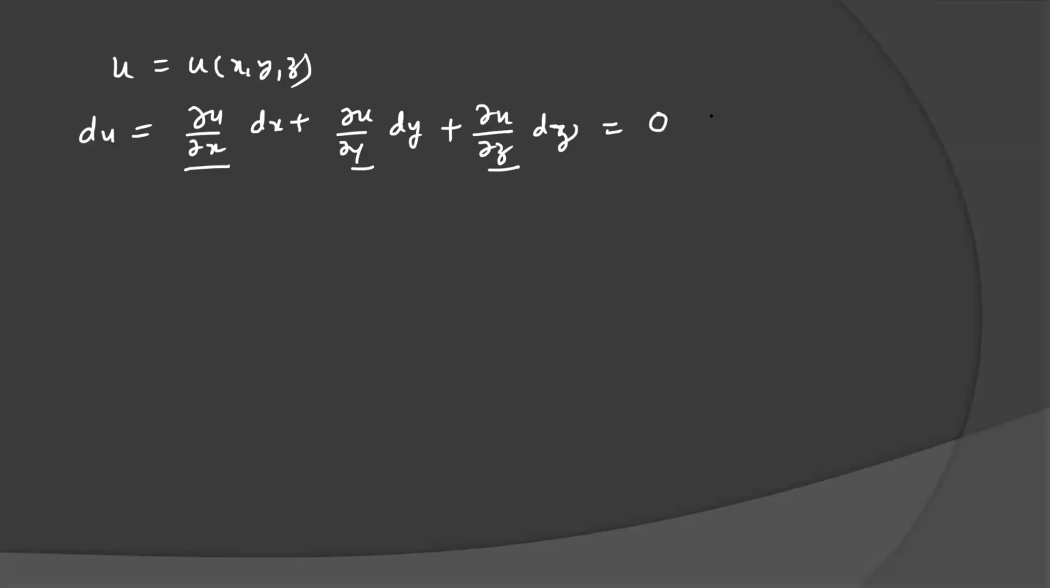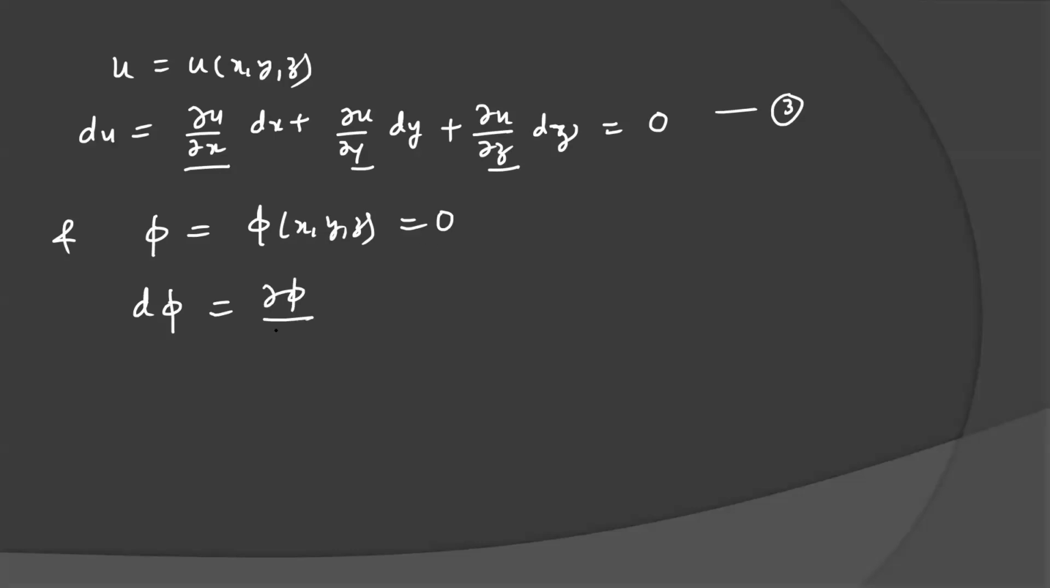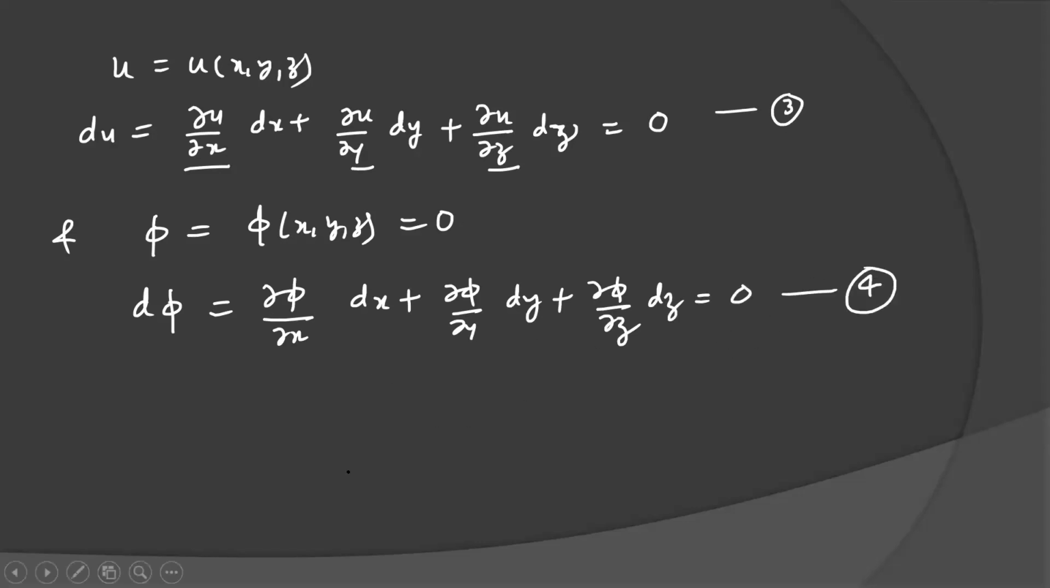Equation number 3. And similarly, phi is a function of x, y, z equal to 0 given. So d phi equals 0: del phi by del x dx plus del phi by del y dy plus del phi by del z dz equals the derivative of 0, which is 0. Equation number 4. So both these derivatives are 0 here.